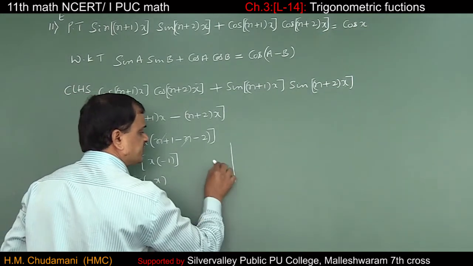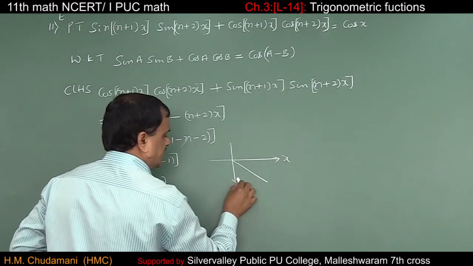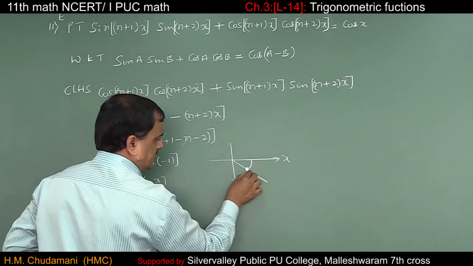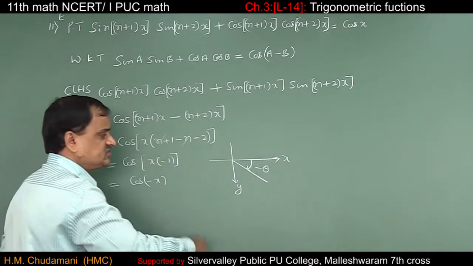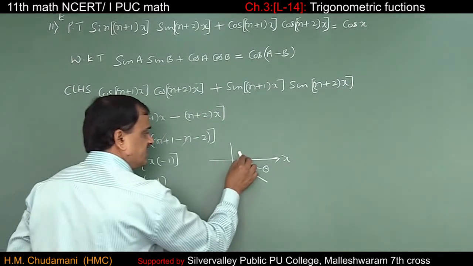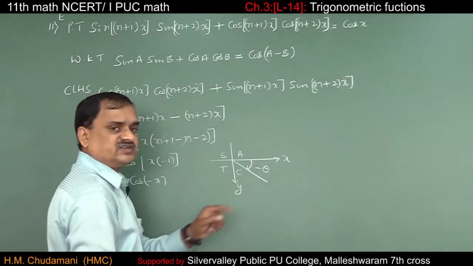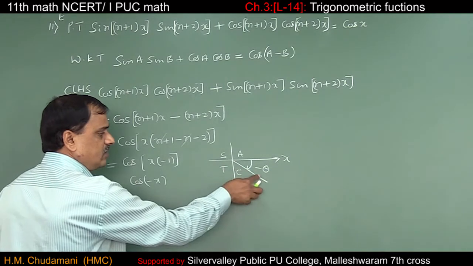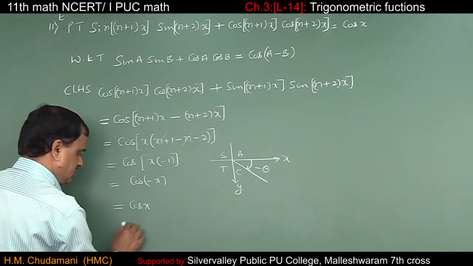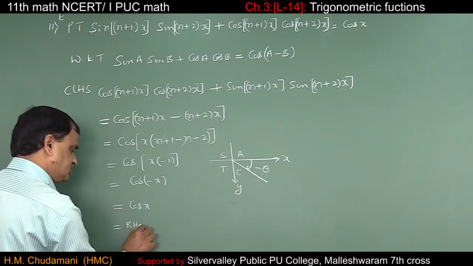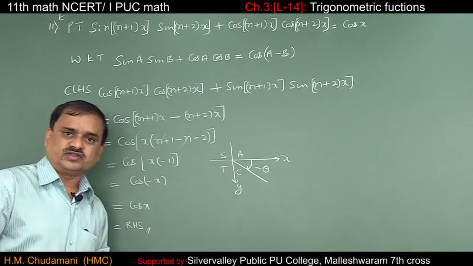Where does minus theta lie? Minus theta means it lies in the fourth quadrant. If I rotate in the clockwise direction, the measurement is negative. As per the ASTC rule, C stands for cos. Cos of minus theta is plus cos theta. So that is the RHS we want. Okay, that is not y, actually x only.